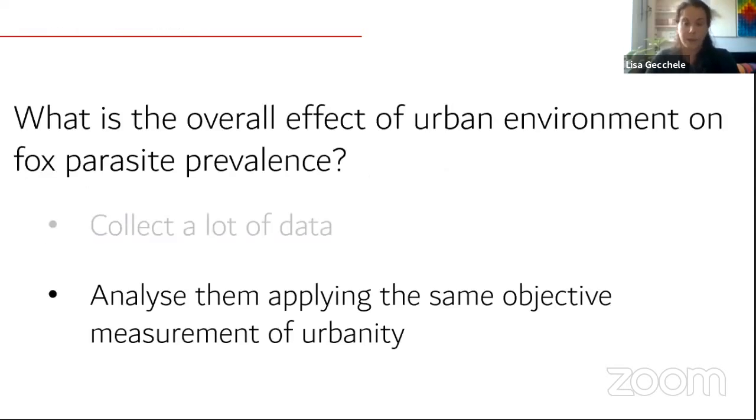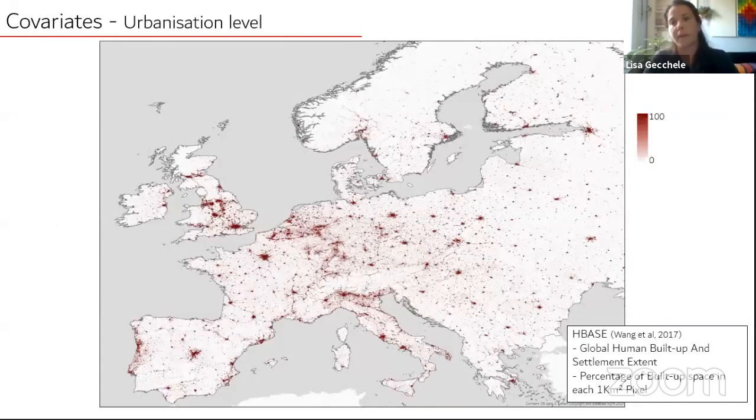So now that we have collected our data, we have to find this objective measurement of urbanity, which I mentioned is a bit of a problem. Fortunately, in recent years, a number of remote sensing data sets have been developed, and I am going to present two of them, both developed by NASA. The first one is the H-base, which is a measure of the percentage of built up space within each 1 square kilometer pixel, which goes between 0 and 100.